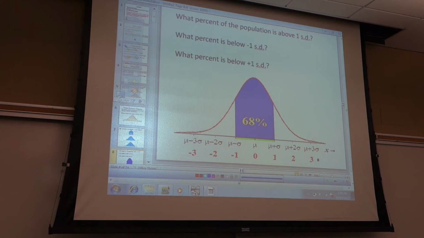So what percent of the population is above 1 standard deviation? So here's 1 standard deviation. What I mean is, what percent is in this section here? So everybody take 10 seconds, see if you can figure it out on your own. I want to know this section here. Just the blue highlight part, right here.